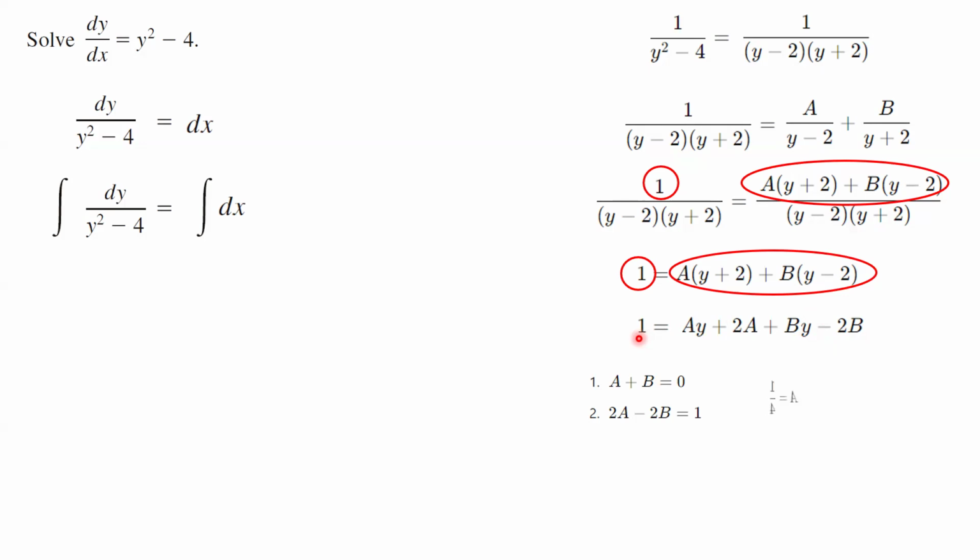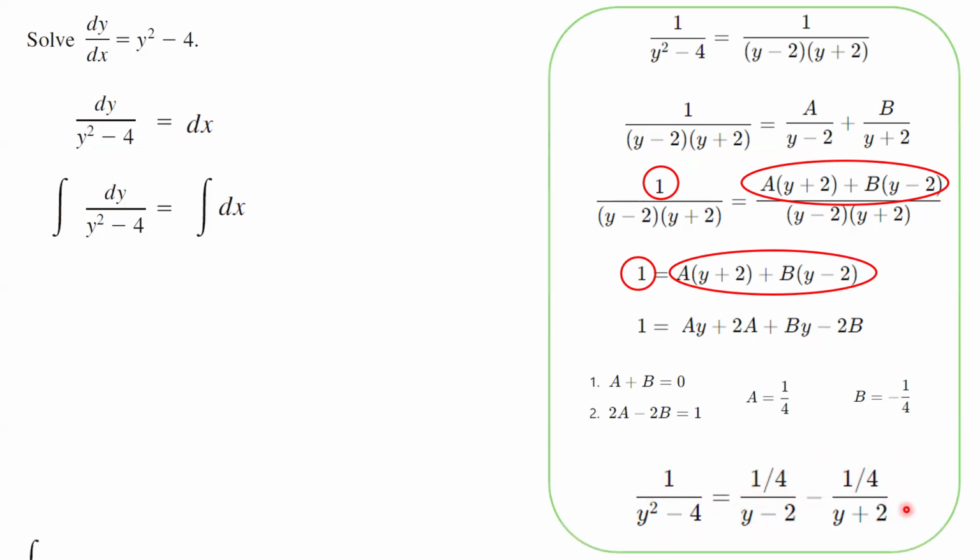When you solve this system of equations, A becomes 1/4 and B becomes -1/4. So by the method of partial fractions, you could separate this fraction into the summation of two simpler fractions: 1/4 over y minus 2 minus 1/4 divided by y plus 2. Again, this is called the method of partial fractions.